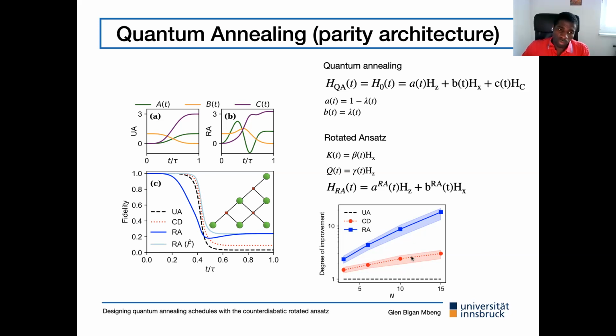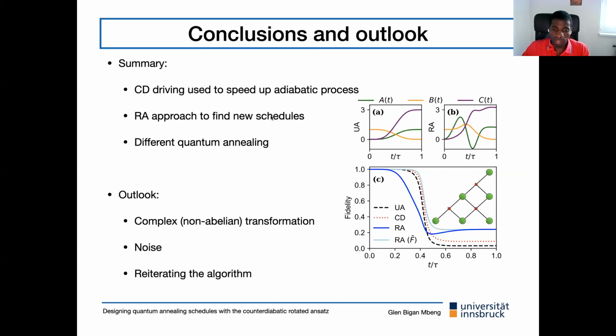So I'll just conclude by saying that we explored counterdiabatic driving to find new schedules for quantum annealing, and this is quite fruitful. We found it to give an advantage also for different annealing architectures. There are different new directions that we can look at. In particular, we could try to consider complex and non-abelian transformations to further improve the fidelity, because we considered this assumption to simplify the problem.